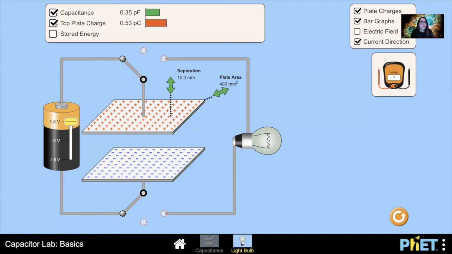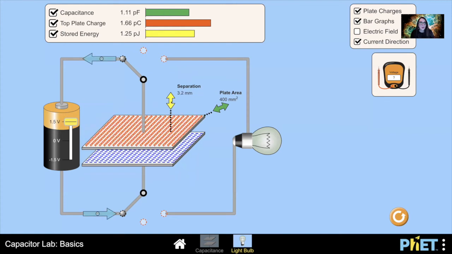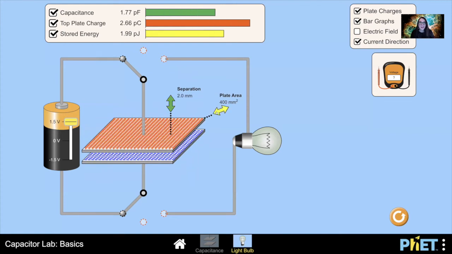I can also take a look at the charge on the top plate here and the energy stored in the capacitor. So I can store more energy inside the capacitor when I've got bigger plates and a smaller separation, because that's when we have a large capacitance. I can also show the direction of the electric field in between here.